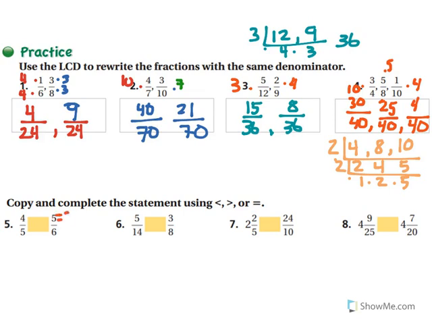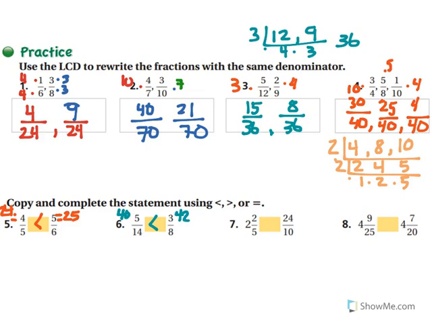So 5 times 5 is 25, and 6 times 4 is 24. And 25 is bigger than 24, therefore this fraction, 5/6, is bigger than 4/5. That's one way of proving it. Again, I can do this over here. I can say 8 times 5 is 40, and 3 times 14 would be 42? Again, making this the less than symbol.